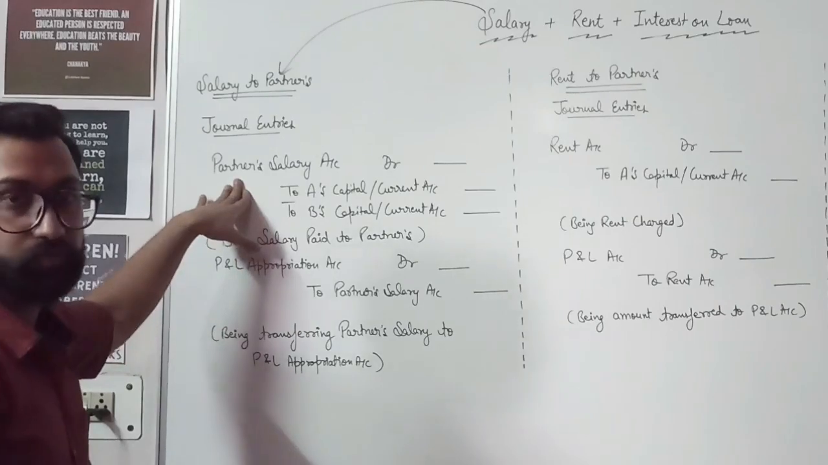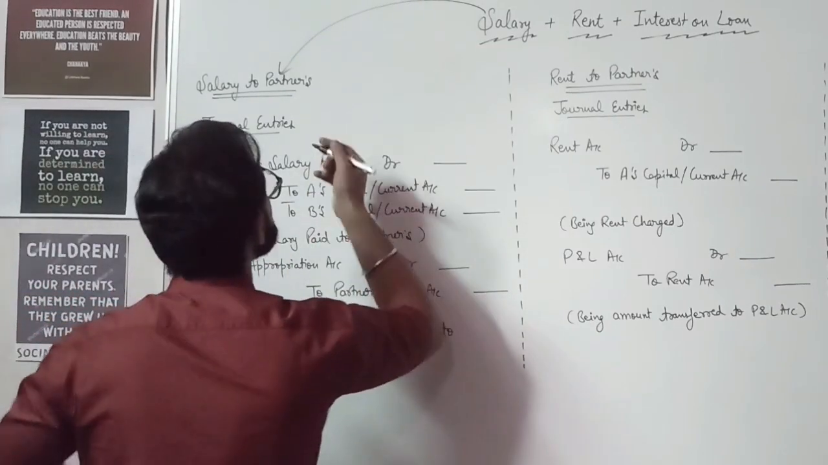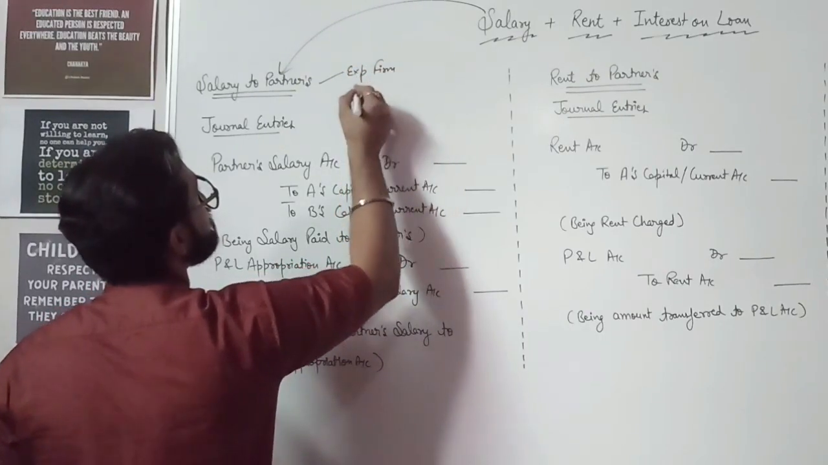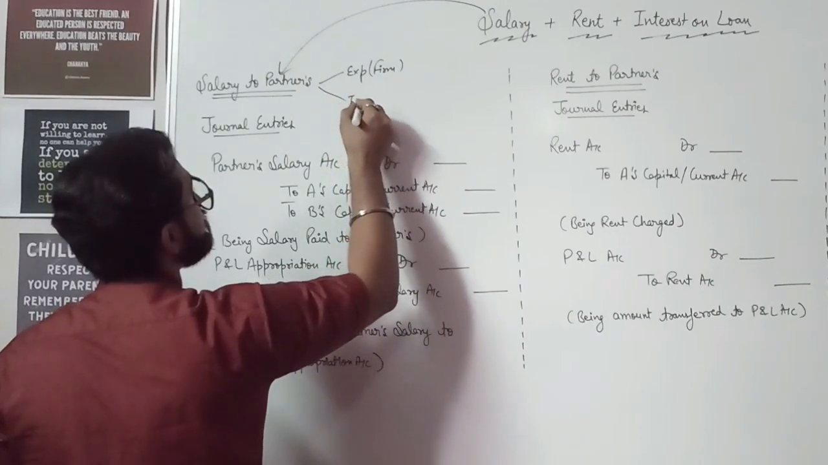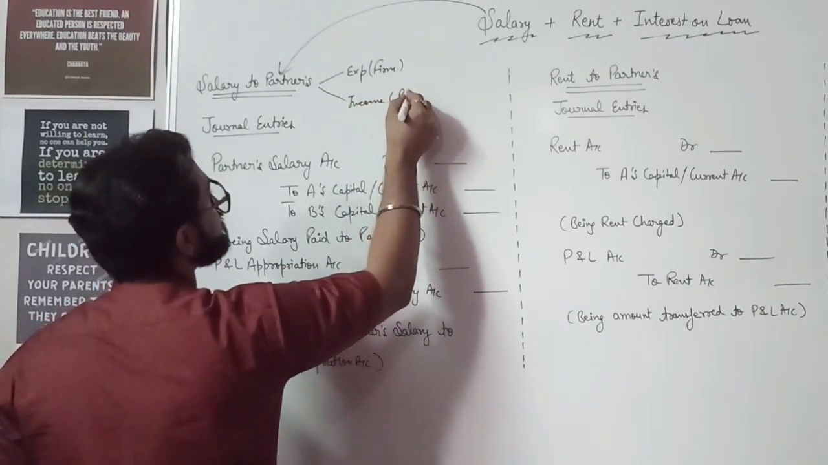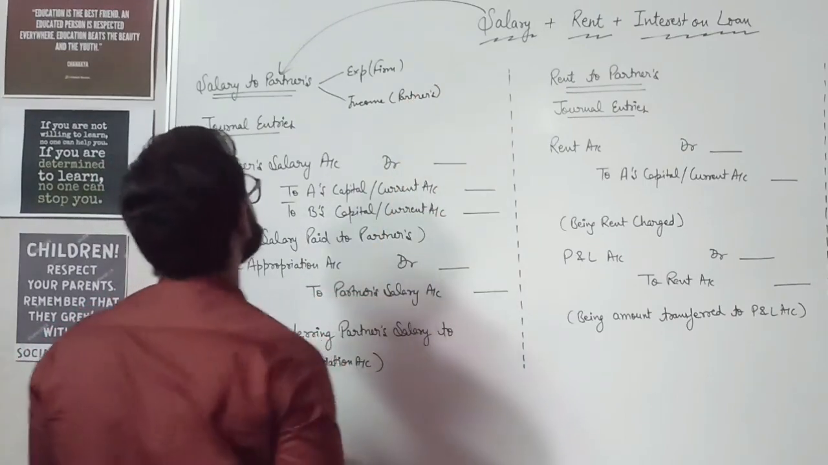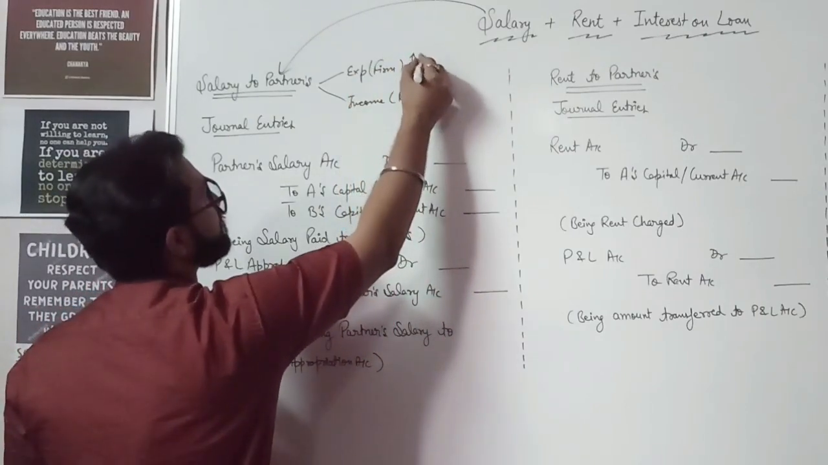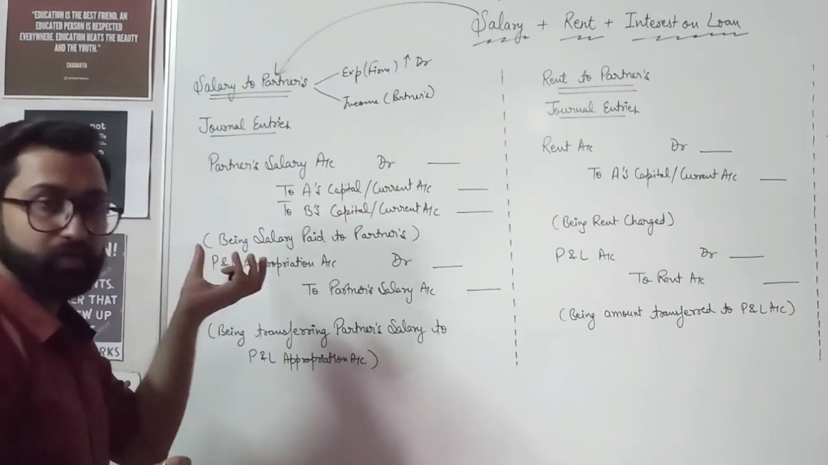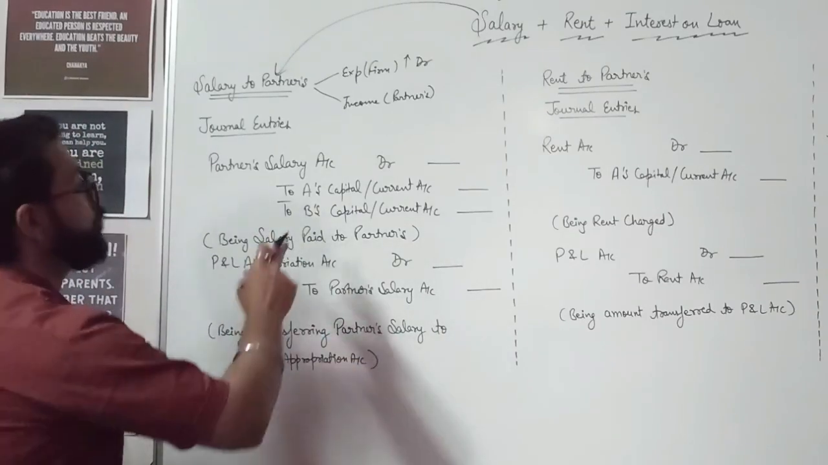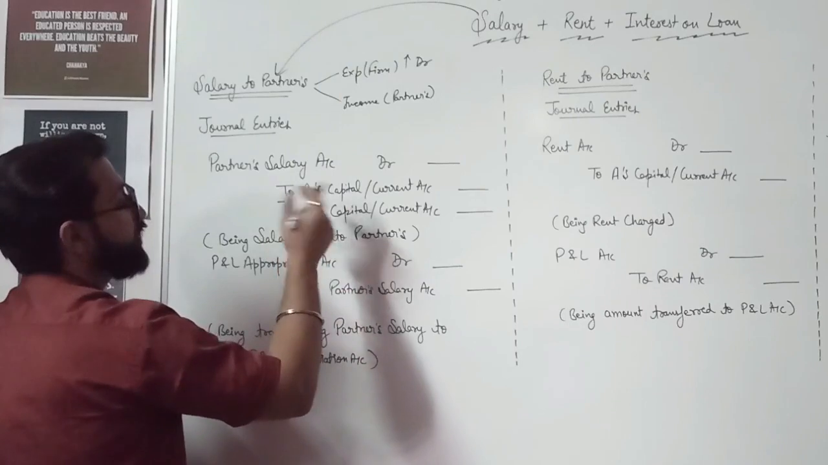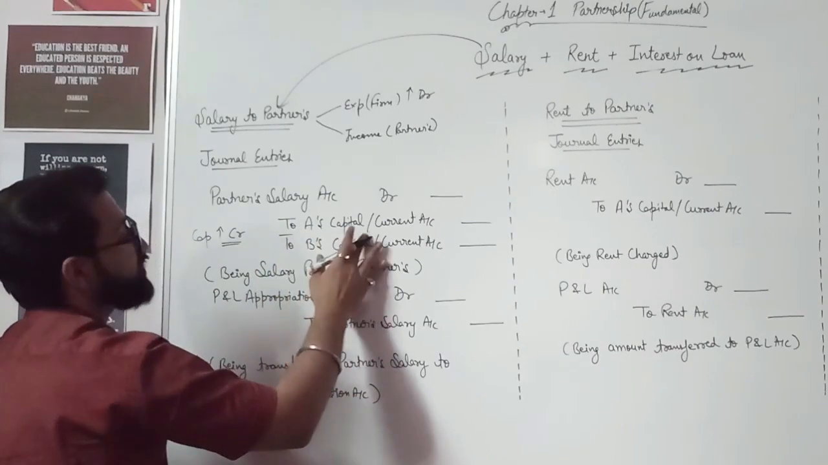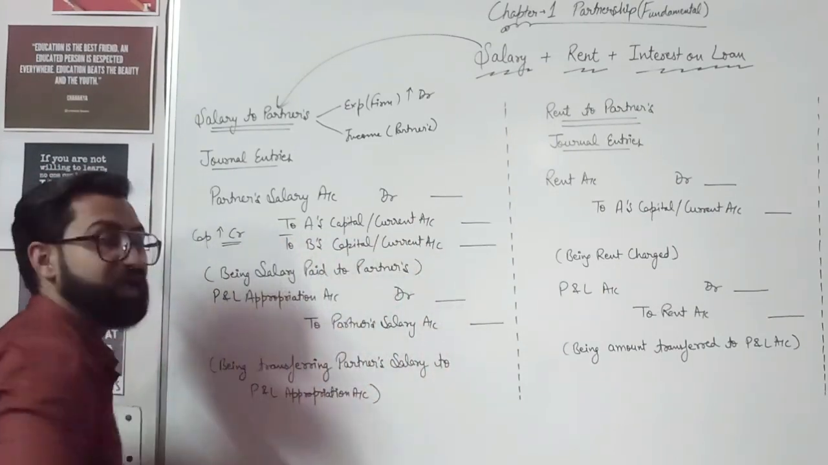Salary is an expense for the firm. Salary to partner is an expense for the firm, and it is an income for partners. Therefore, salary to the partner is an expense, and if an expense is increased, it is debited. Also, it is an income for the partners. Therefore, partners' capital will increase. As capital increases, it is credited. Therefore, to A's capital, to B's capital account or current account, as the case may be.